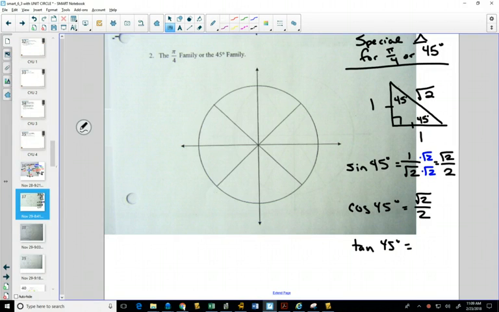And what's tan of 45 degrees? Opposite over adjacent. Tan of 45 degrees is 1.